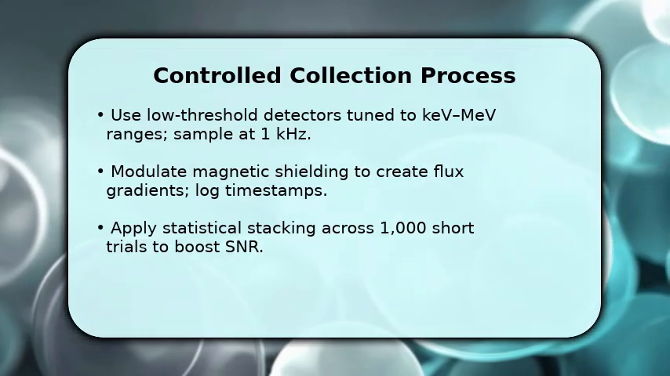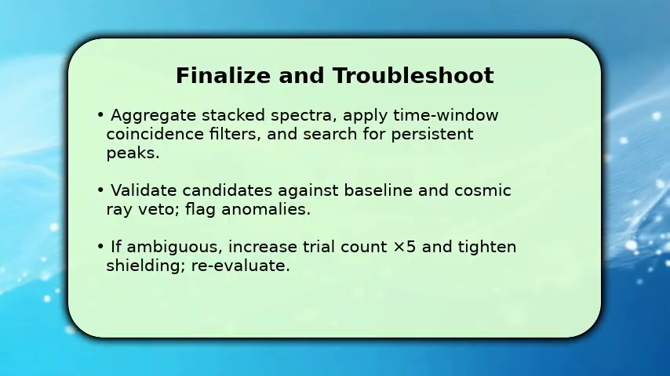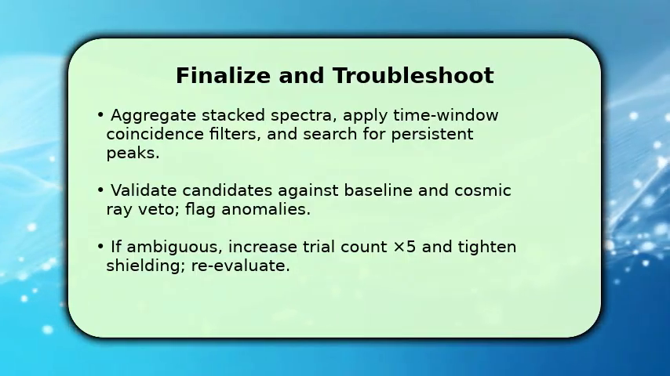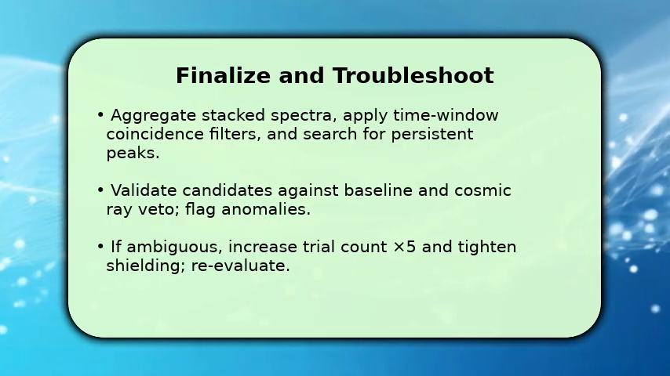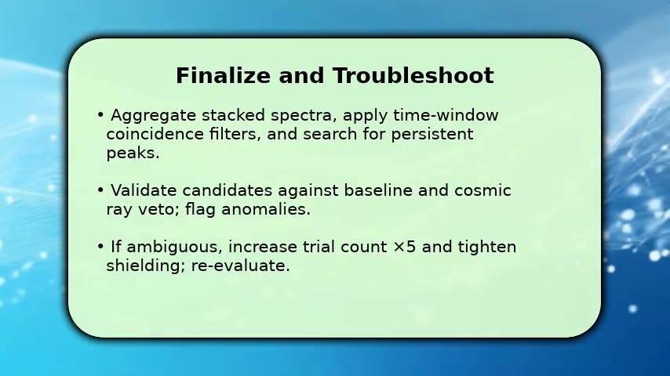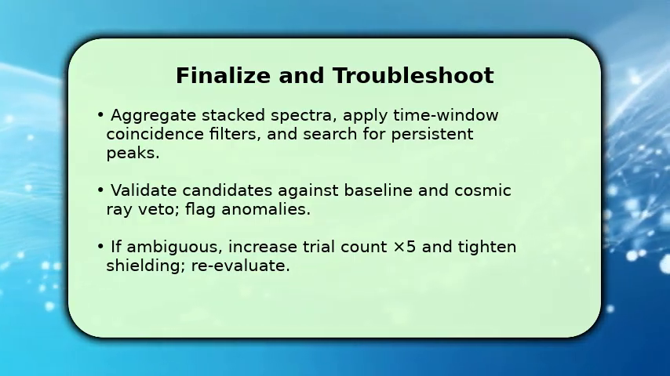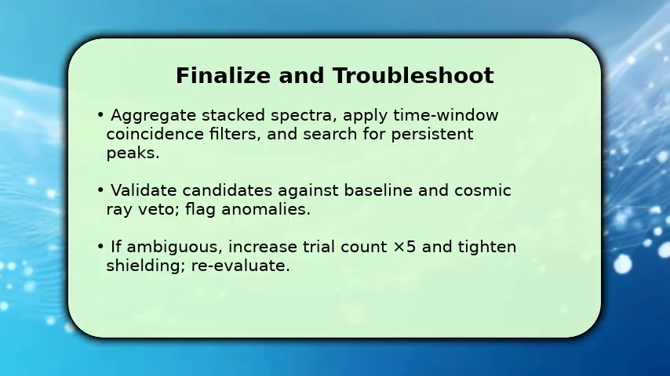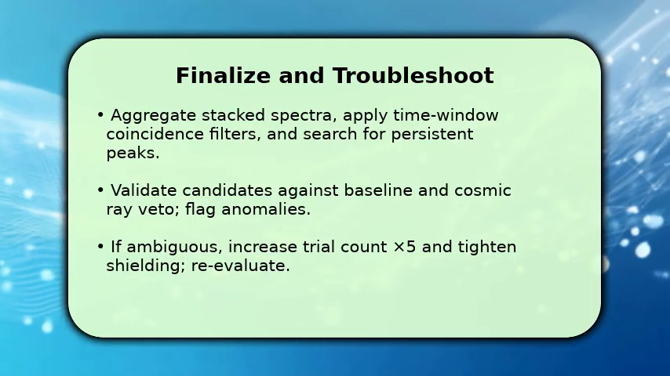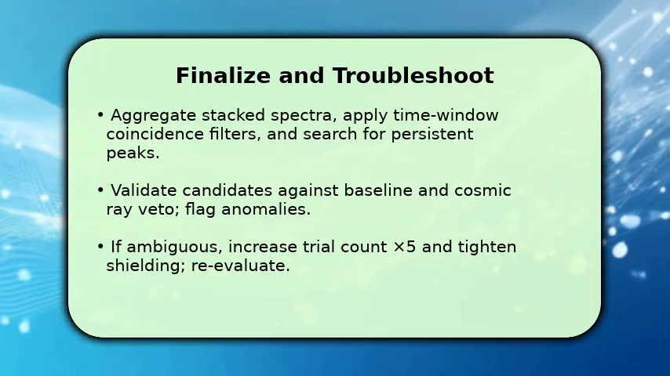for faint accumulations. To finish, you aggregate the stacked spectra and apply coincidence filters within defined time windows to isolate persistent peaks that indicate dark matter candidates. Make sure to cross-check each candidate against the baseline and a cosmic ray veto to exclude common false positives. This differential check explains why vetoes are essential.